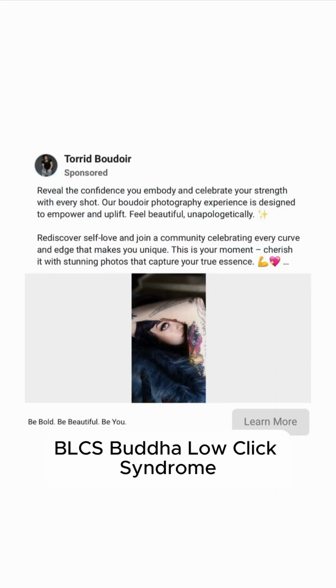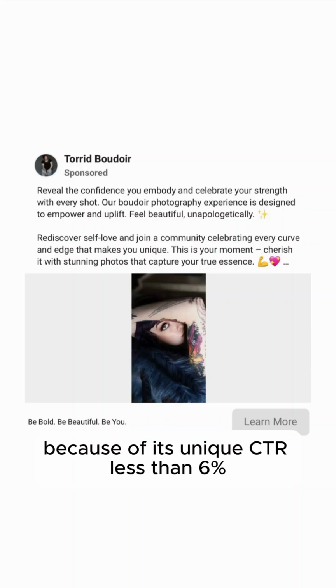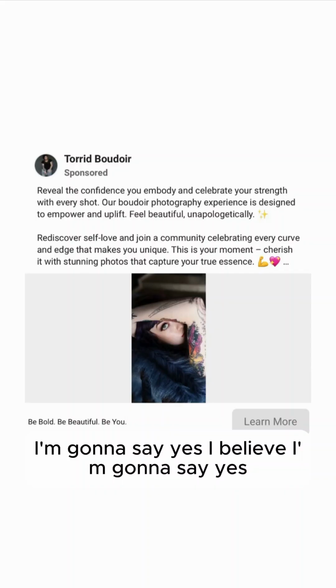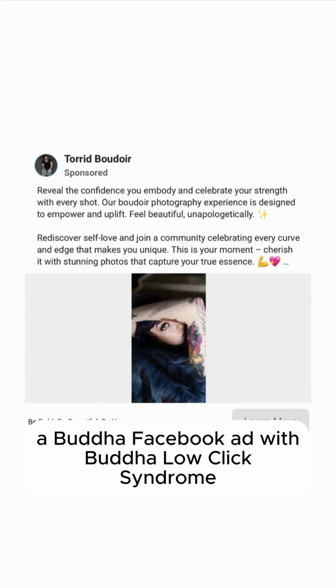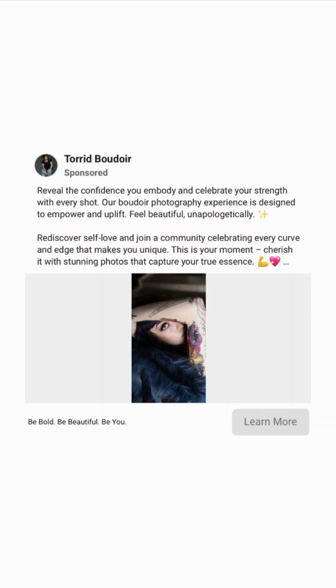So, do I believe this Boudoir Facebook ad has BLCS, Boudoir low click syndrome, because of its unique CTR less than 6%? I'm going to say yes. My diagnosis is yes. I do believe this is a BLCS, a Boudoir Facebook ad with Boudoir low click syndrome.